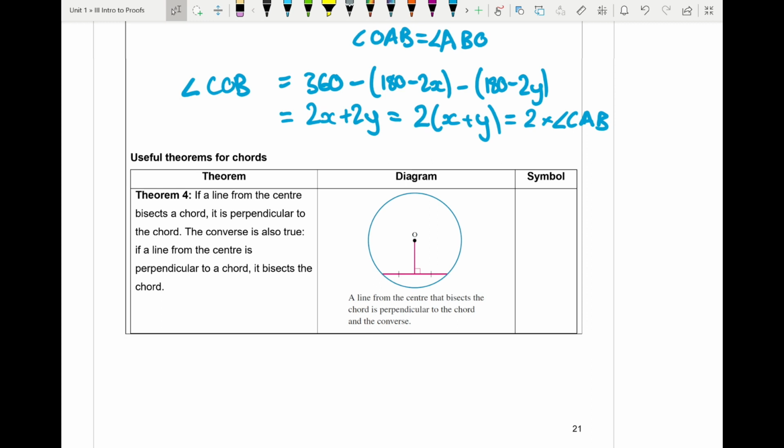The symbol we give for that is a circle with a line that comes from the center into a chord, and then 2 dashes showing that the 2 halves of the chord are equal. I'm just going to draw that a little bit more clearly. There we go.